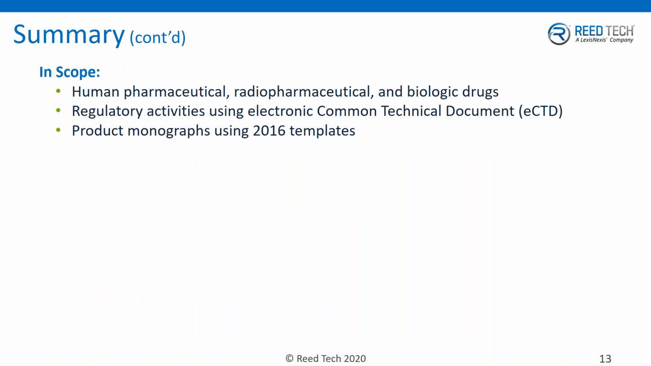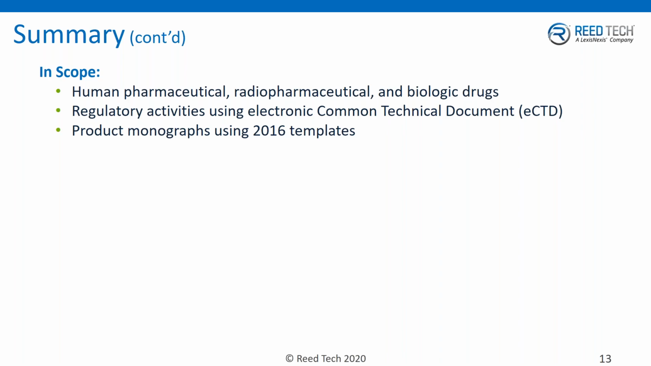Health Canada has identified human pharmaceuticals, radiopharmaceutical, and biologic drugs as those items that are in scope, and they would be making use of the eCTD. So the XML product monograph actually is submitted inside a package in an eCTD submission. And again, the focus is only on 2016 templates. So if you've been using one of the earlier ones, 2004 or earlier product monograph templates, that's not in scope.